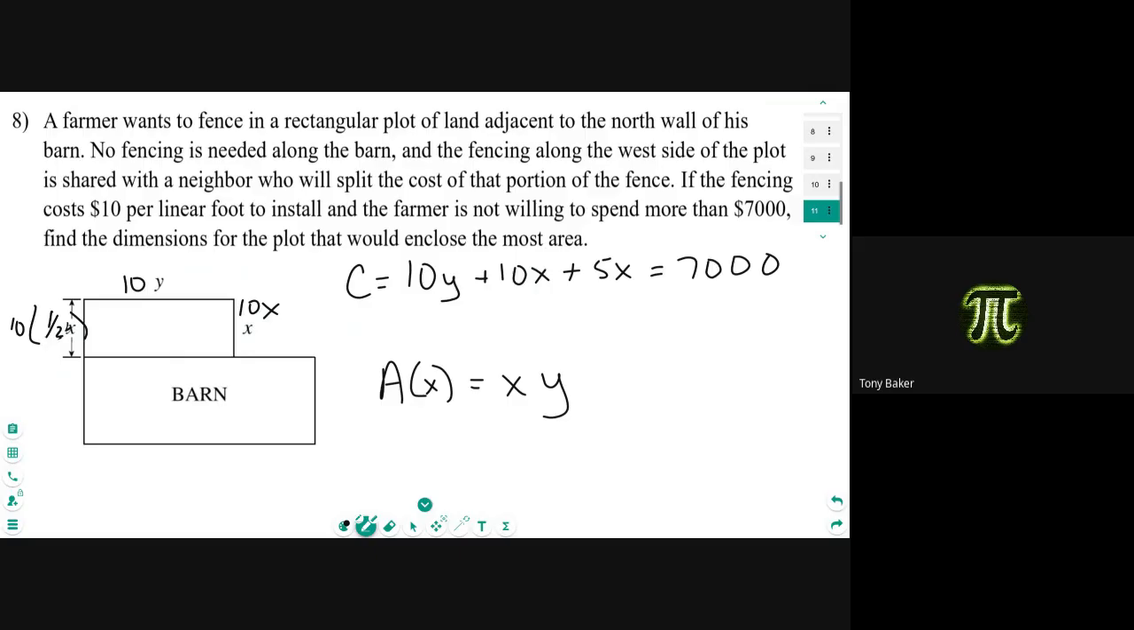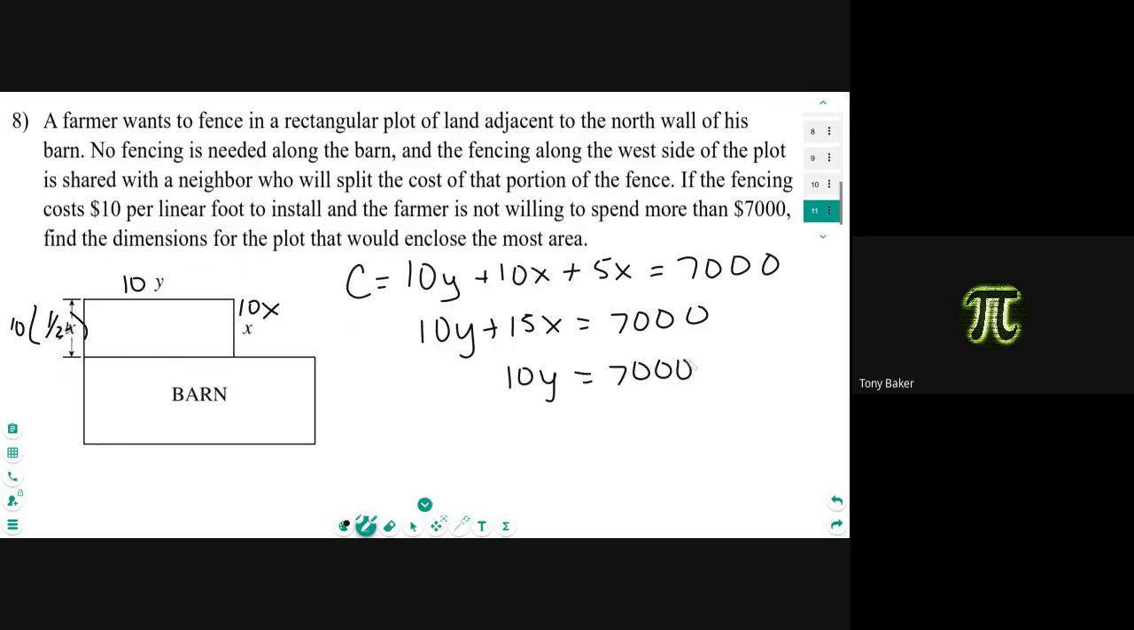So now I'm going to want to solve this one for y. Rewrite that one in a minute. So 10y plus 15x equals 7,000. So 10y equals 7,000 minus 15x. So y equals 700 minus 1.5x. I'll do it as a decimal.